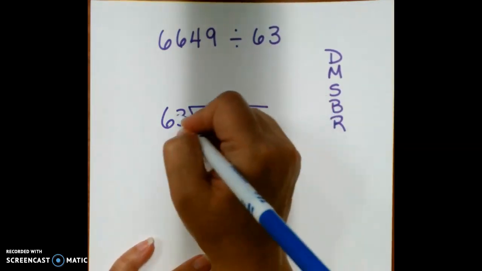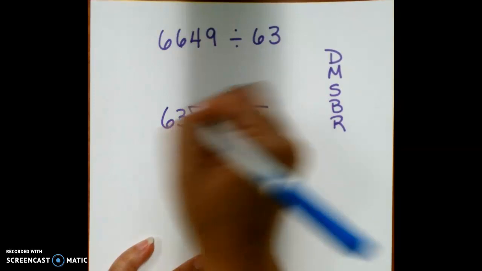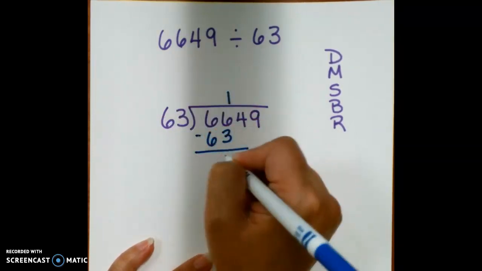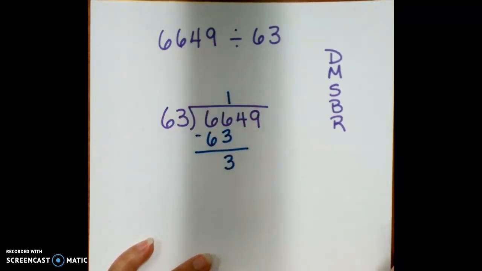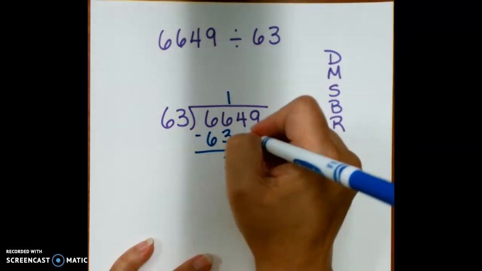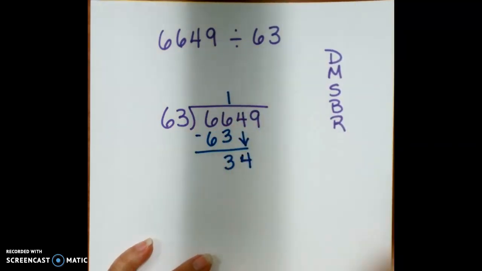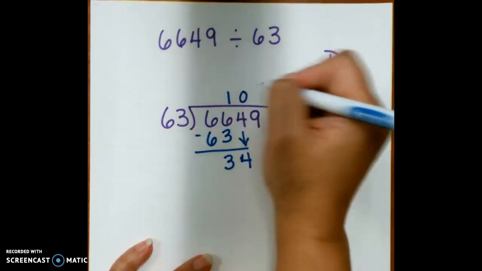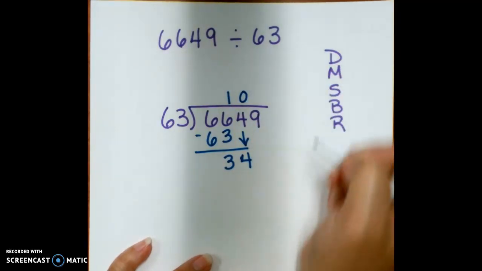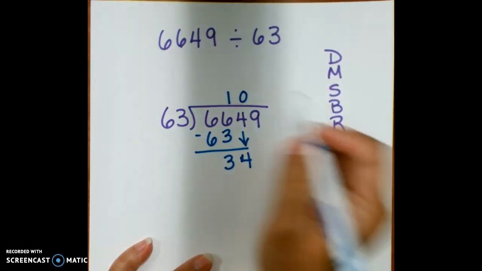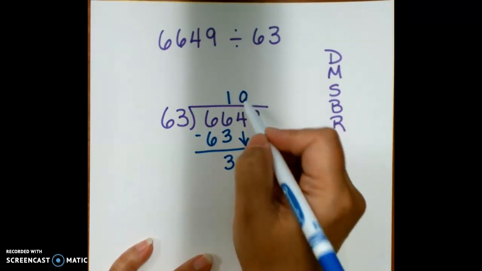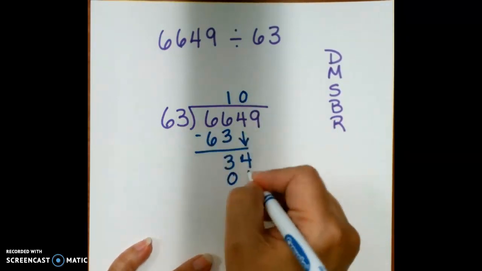1 times 3 is 3, and 1 times 6 is 6. When I subtract, I only have 3 left, and 3 is less than 63. So now I'm going to bring down my 4. Oh, wait a minute. 34 is less than 63. So how many groups of 63 can I make out of 34? 0.